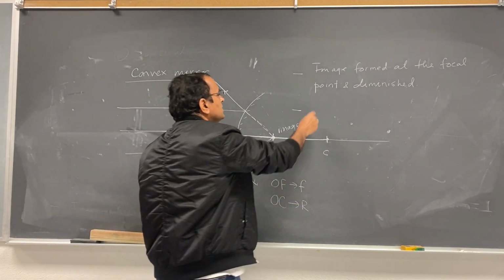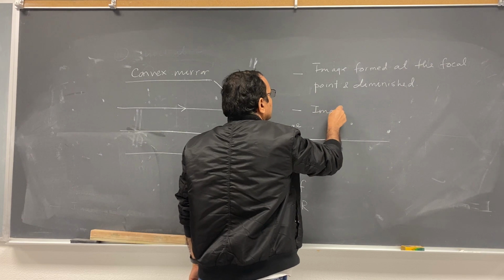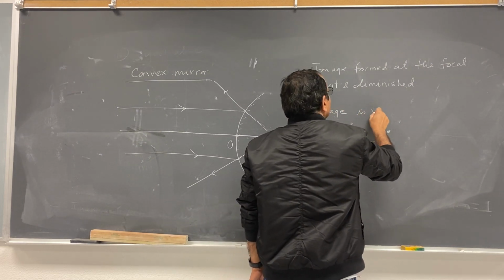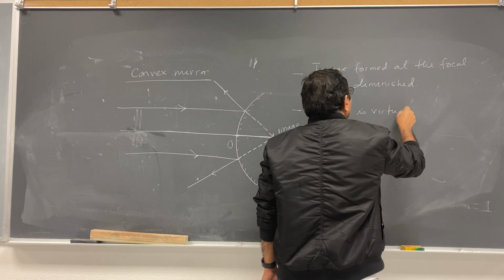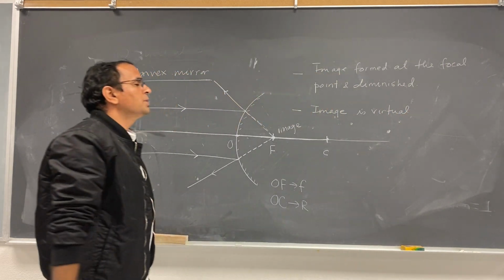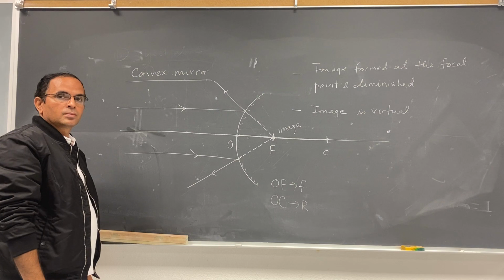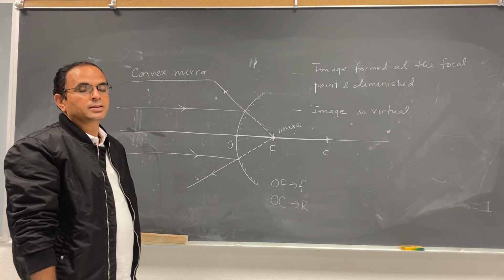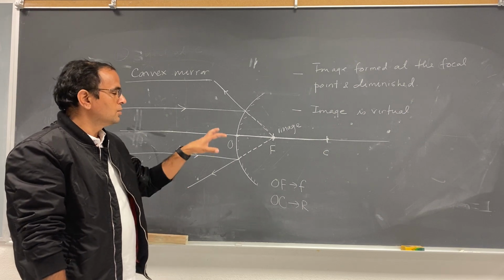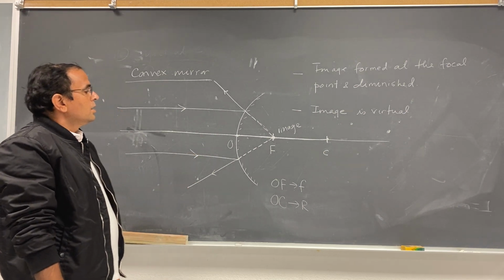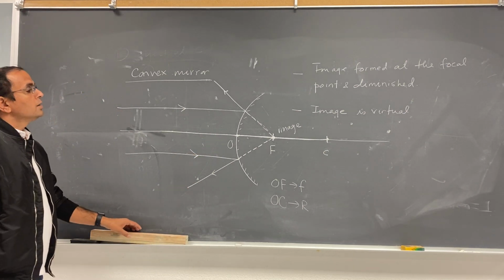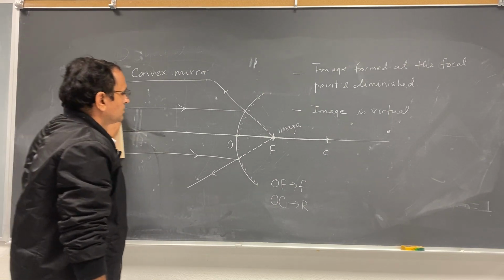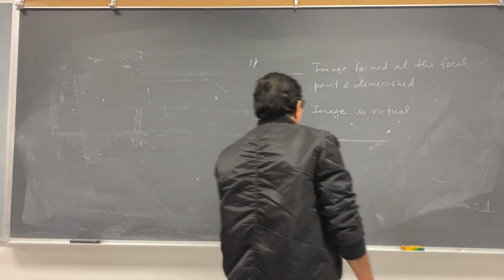So the image is virtual. I cannot obtain this image on the screen. And it is upright. If the object is upright, this is also upright, not inverted. So this is the case if the object is at infinity, and this is the convex mirror.